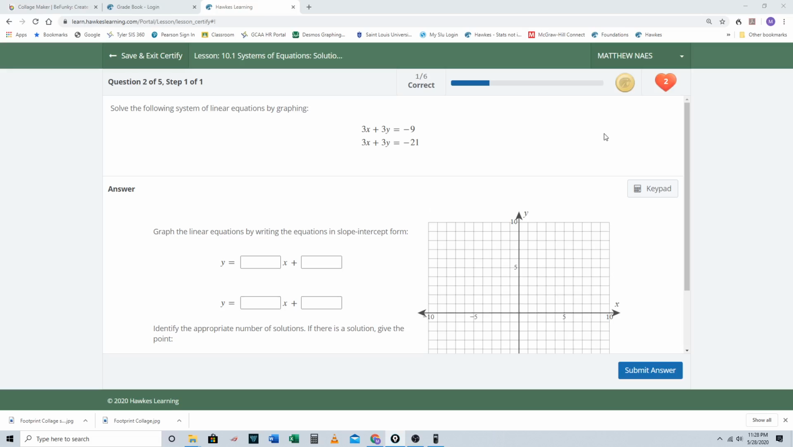All right. So kind of right off the bat, it looks like the same equation, but they're not. And it still wants you to solve for y. So let's go ahead and solve for y on both of these. Let's see, we do the top equation, minus 3x, minus 3x. So we get 3y equals negative 3x minus 9. If you divide by 3, you get y equals negative x minus 3 again.